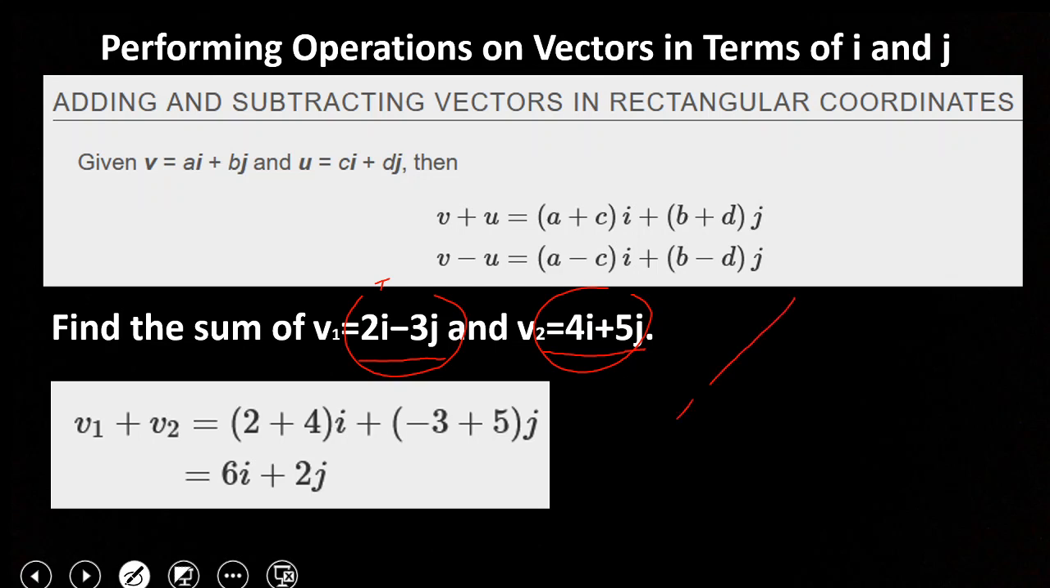These could be two forces applied to a point. These could be forces in physics, like F1 and F2. When you add them, you get the resultant force. So there are many, many applications in many, many fields.